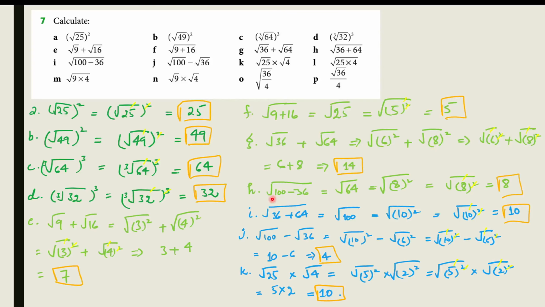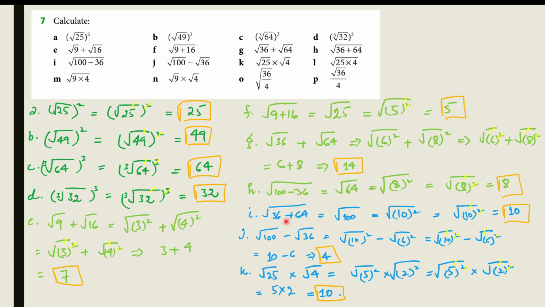Next part, the eighth part, is under the root we are having 100 minus 36. So when we subtract 36 from 100, we are left with 64. So we have the square root of 64. We can also write the 64 as a square of 8 under the root. When we write it in this manner, the square gets cancelled with the root and we are left with 8, 8 being our final answer.